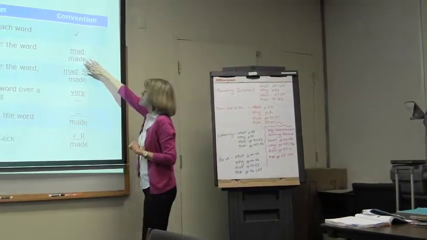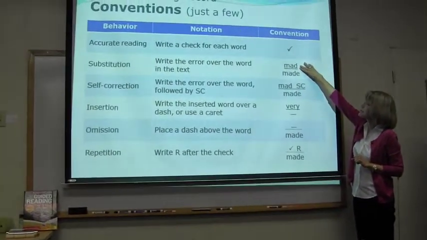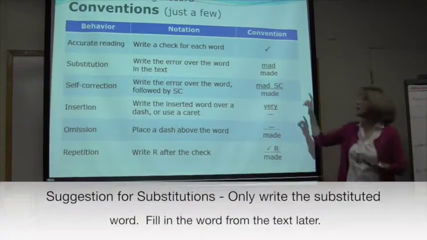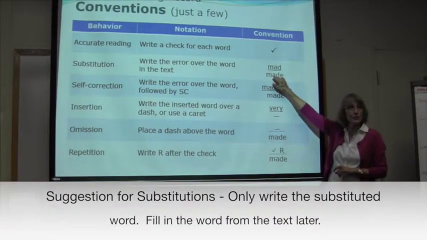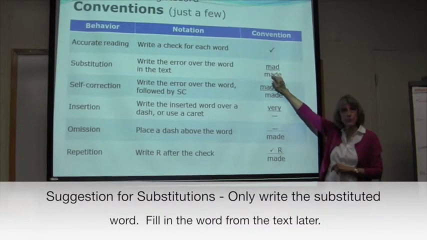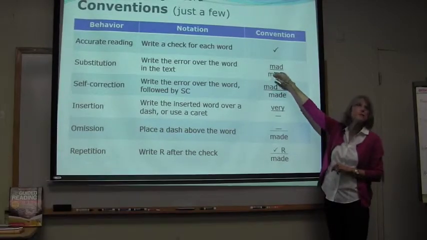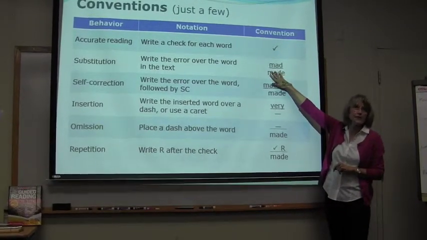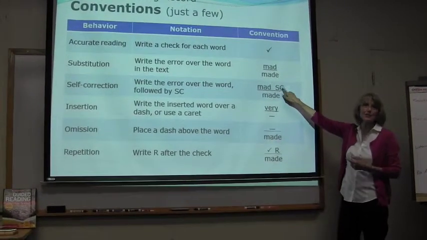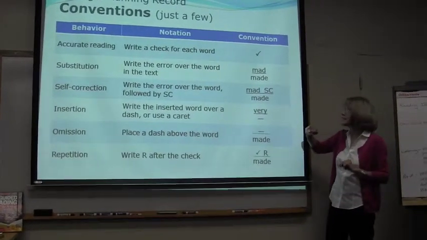For a substitution, when they say something else, you write it above the word. When I'm taking a running record, I do not have time to go in and write the word that was there. I just write the substitution, and I can go back later if I need to and put the word from the text below it. But that's what it would look like if I had done the whole thing. For a self-correction, you just write SC. And as I mentioned, I circle it. It just is something I do.